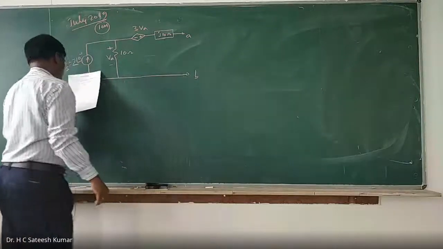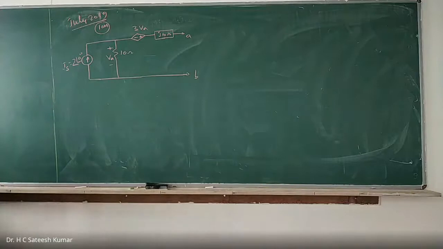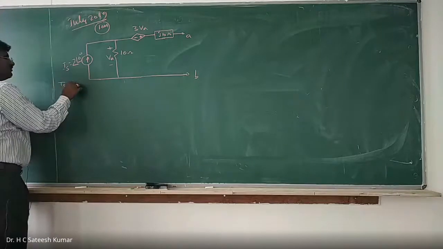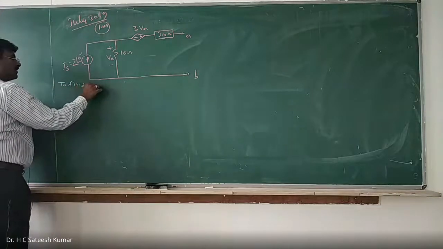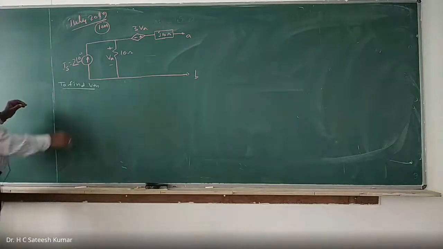Okay, right. So we'll have to find out the Thevenin's here. Dependent source plus complex value we have. Now first step is what? To find VTH. No need to write the circuit diagram once again. Here itself I'll write it.